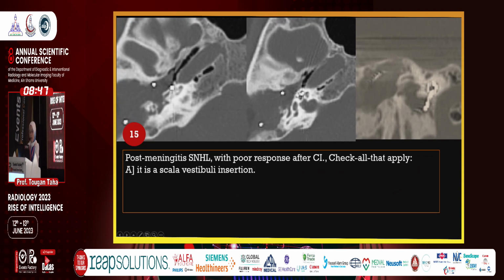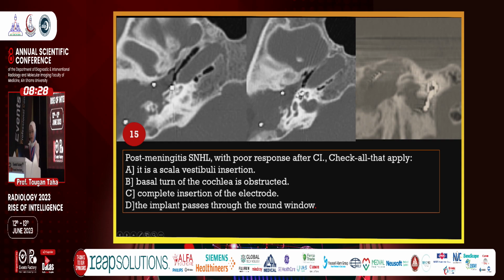My next case, a post-meningitis sensory neural hearing loss with poor response after implant. Check all that apply. It is a scala vestibuli insertion. Basal turn of the cochlea is obstructed. Complete insertion of the electrode is seen. The implant passes through the round window. Please answer.